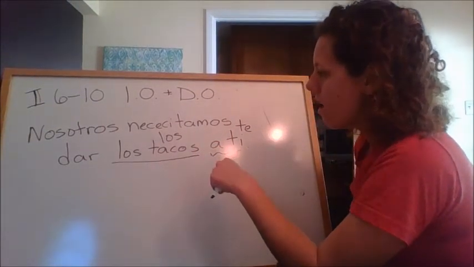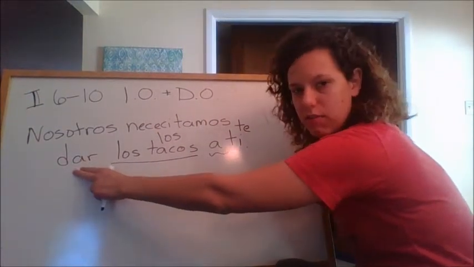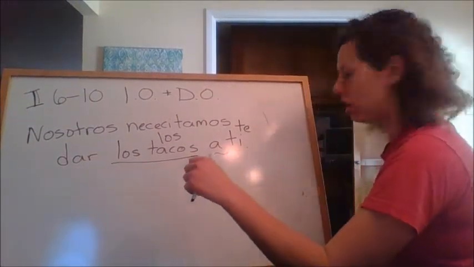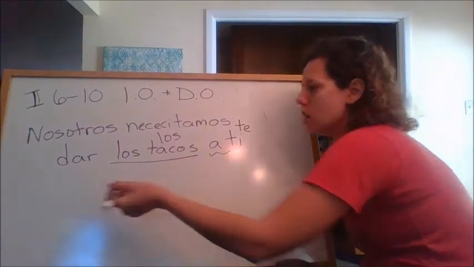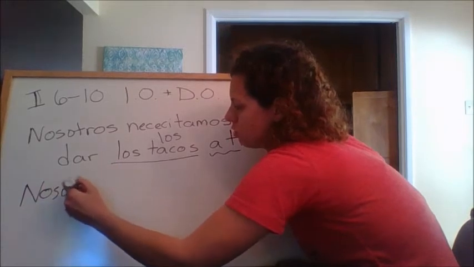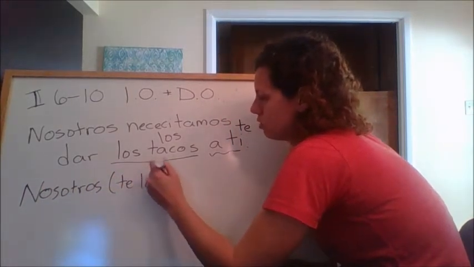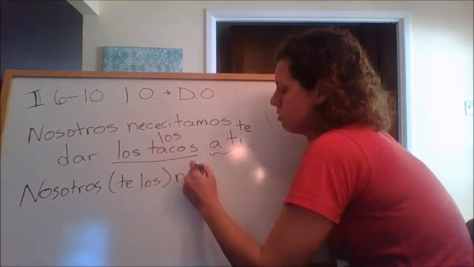All right, in this sentence, we have a conjugated verb and an infinitive. So you've got an option. Okay, so when I rewrite this, I'm going to say nosotros, and then I'm going to say te los necesitamos.